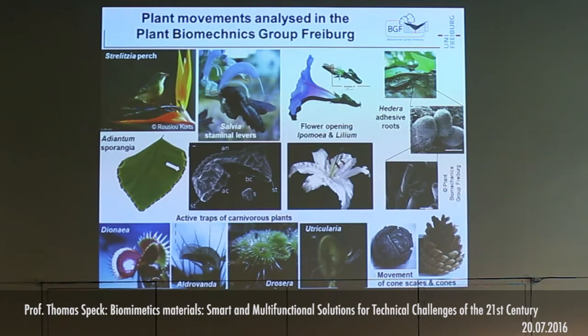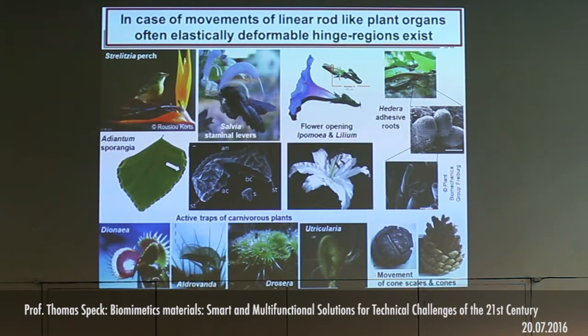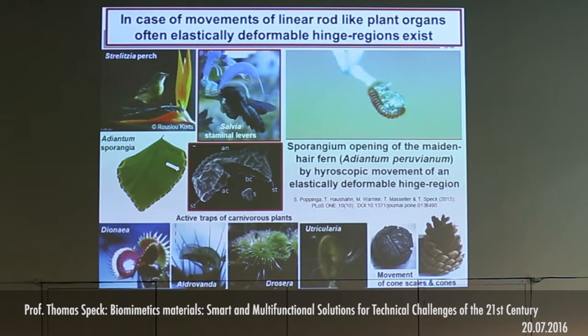A next group of plants we are interested in have more linear or rod-like plant organs, and they have elastically deformable hinge regions. You have never a localized hinge, but you have a hinge region. One we looked at very intensively was the staminal lever arms of Salvia, but we also looked at the sporangia in different ferns, and these sporangia in ferns are also pretty fast.